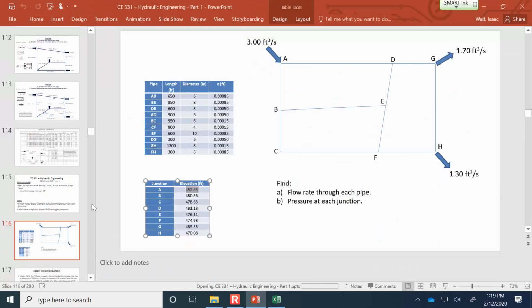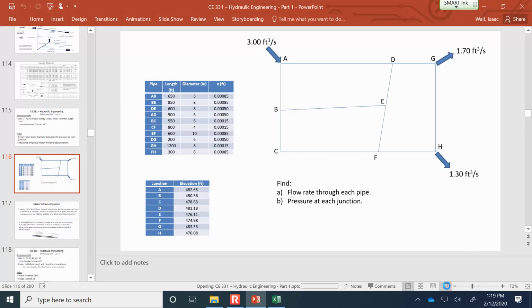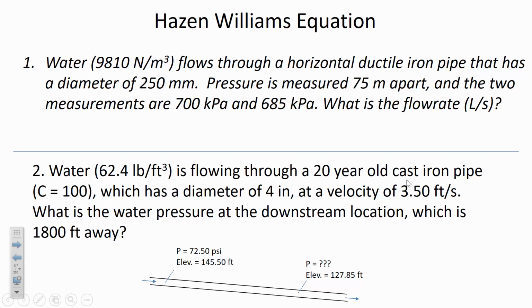All right. The other thing we're going to do today is practice the Hazen-Williams equation. I have a handout for you with 2 problems. One is in traditional units, one is in SI units, and we're going to use the Hazen-Williams equation to calculate the pressure at one location for the second problem, and for the first, what flow rate would apply when we have a known pressure difference.